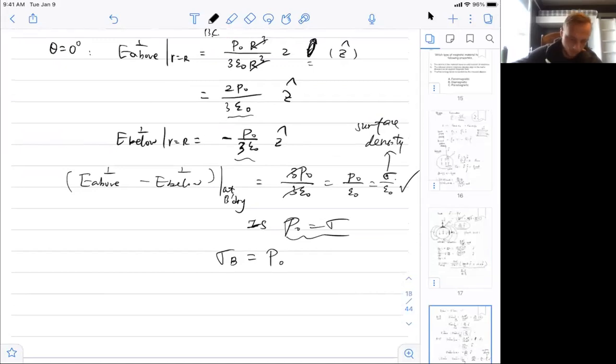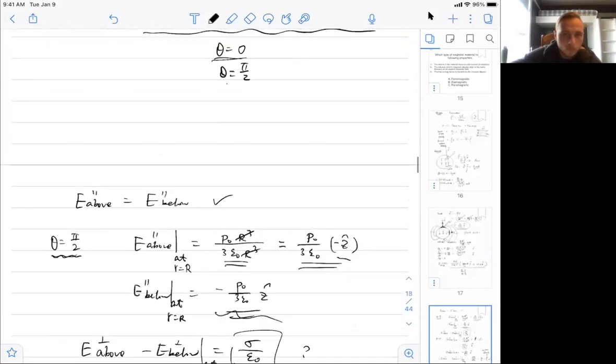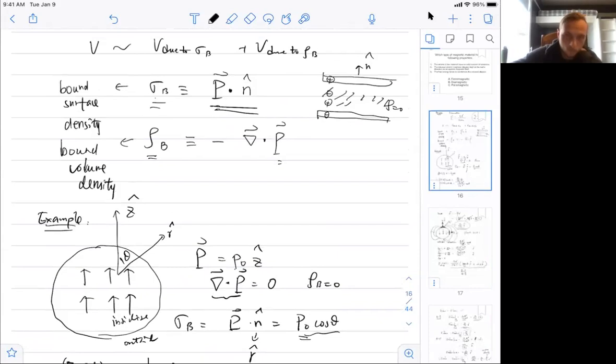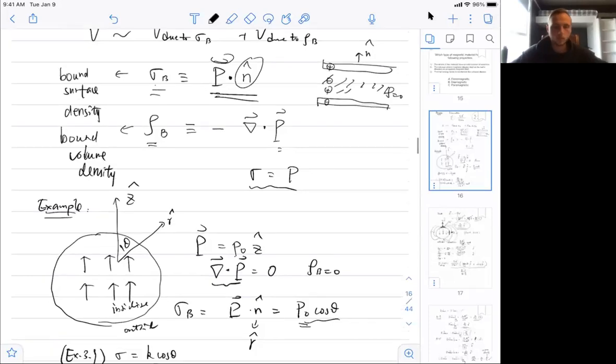Could you explain again why they're equal? Recall that bound surface density is polarization, right? Sigma is always equal to P. This just gives you directions. Okay, I see. So this is something we derived in our previous lecture notes.